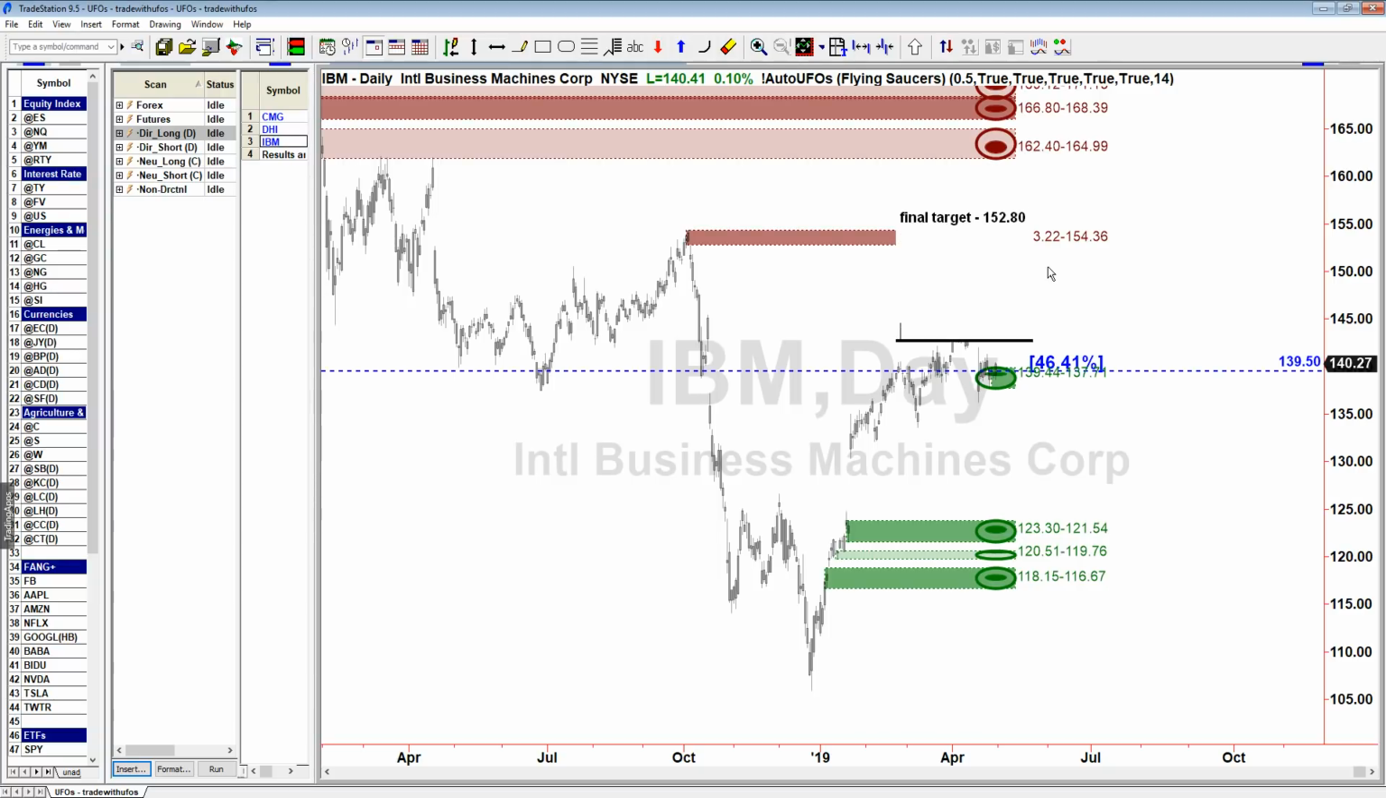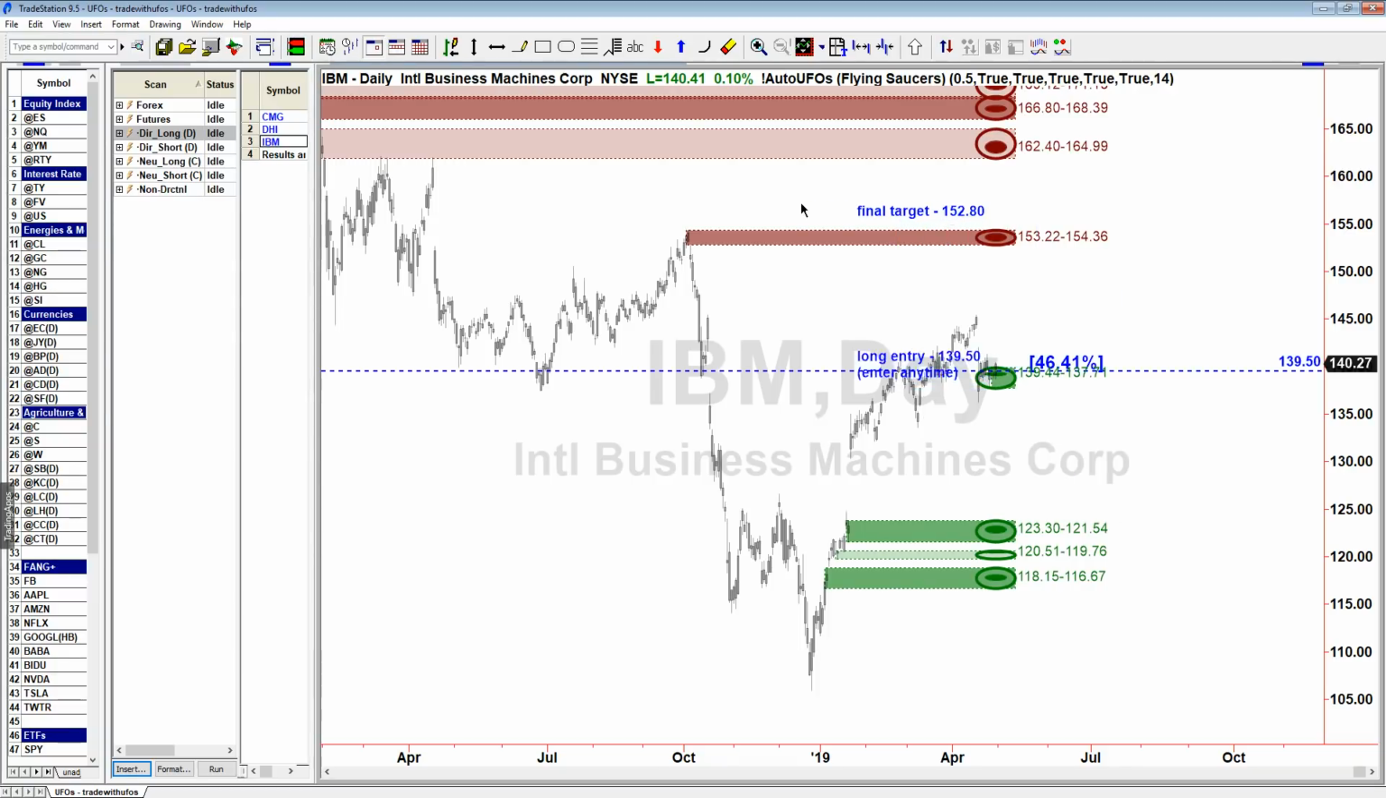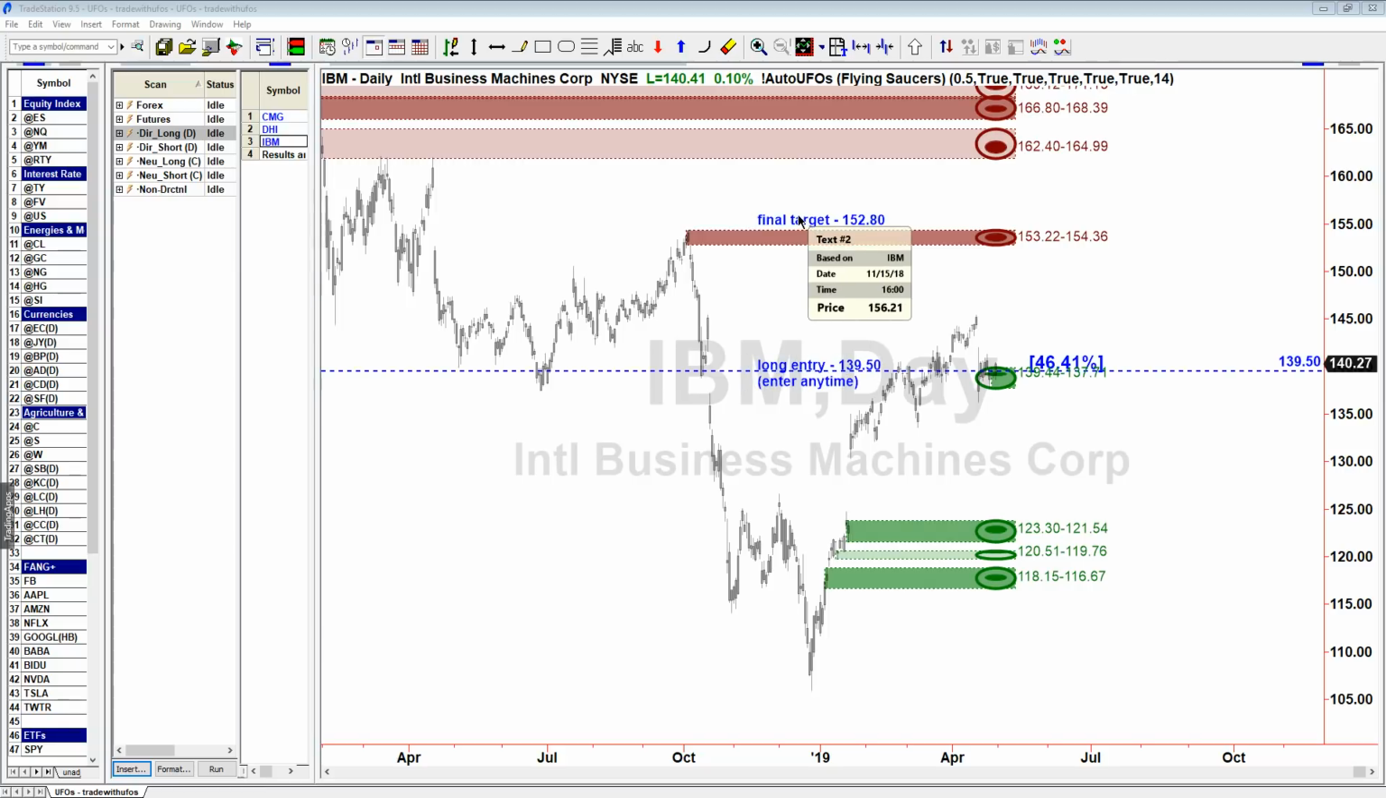We are talking about a long entry located at 139.5. That one is the ideal one, but if you cannot wait, you can just enter anytime. The reason I am proposing to enter anytime, even though I haven't done the math properly yet, which I'm going to do in a minute, is that it seems to me there is a great amount of room, a great amount of space, between the current price and the red UFO.